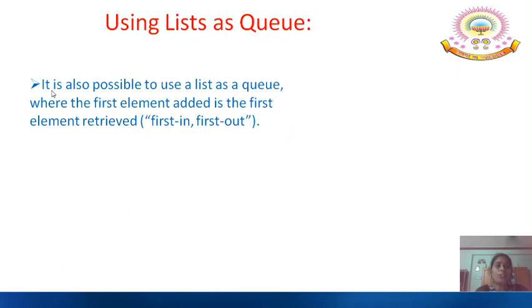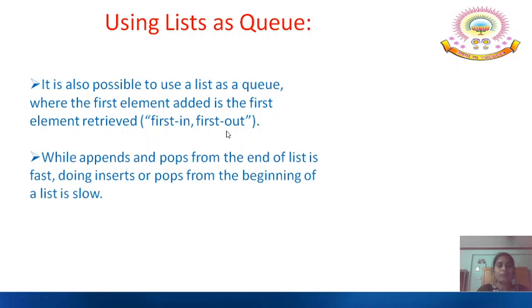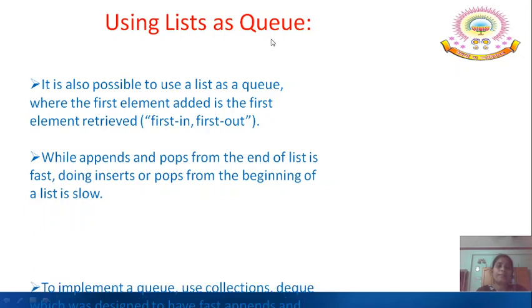Now it is also possible to use a list as a queue. So what is the principle of a queue? Queue will be first in, first out. That means the element which is stored first will be the first element to be removed. Appending and popping from the end of the list is very easy because that is a stack operation. But doing insertions or pops from the beginning of the list is a little slow. That means queue operations in a list are slow, while stack operations with a list are faster.